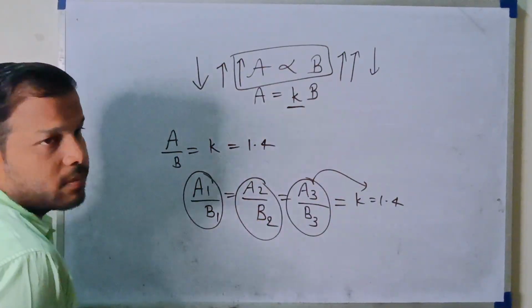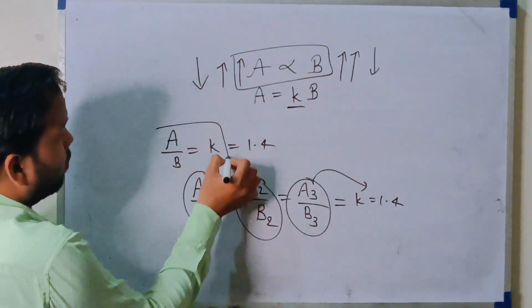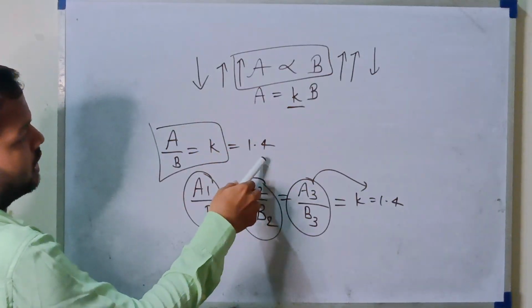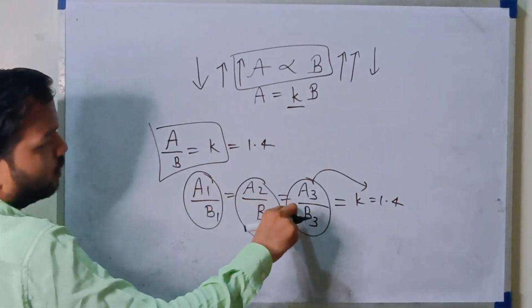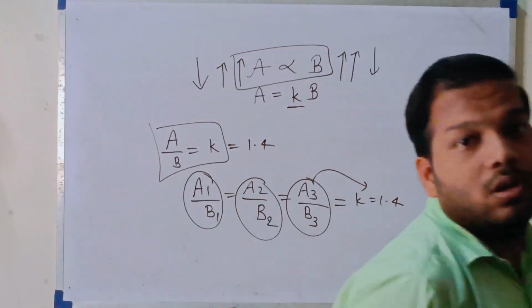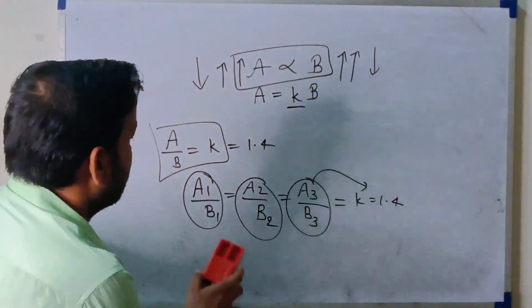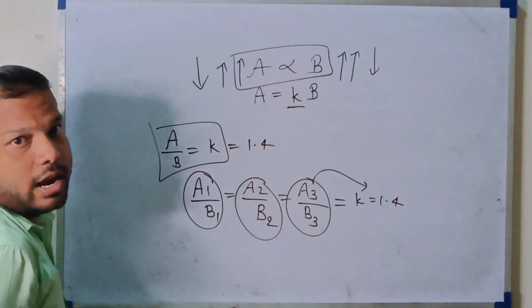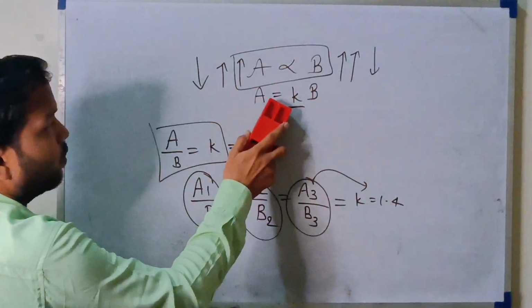Okay, it means A upon B is equal to K, a constant, because these ratios will be equal to a constant. So that's why we use a constant here, and we write the sign of equal to here.